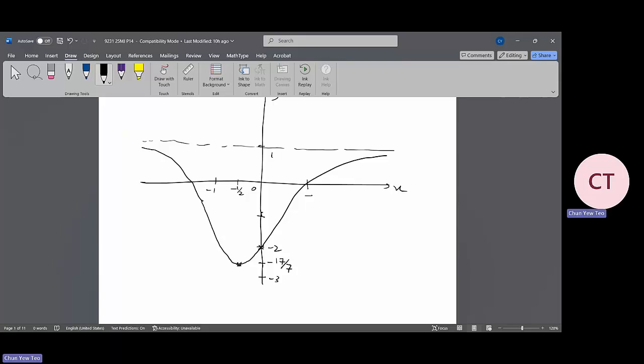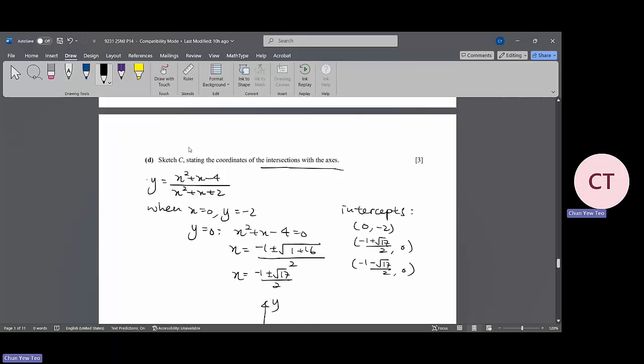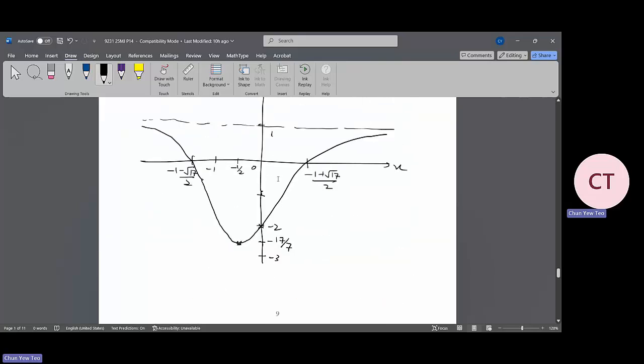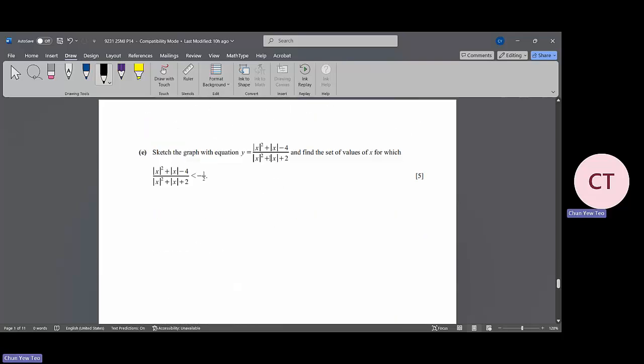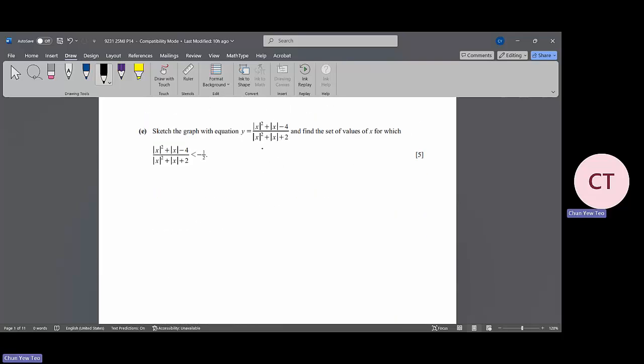This value will be negative 1 plus 17 over 2. This value over here will be negative 1 minus 17 over 2. So done. This is the graph for this rational function. Okay, so this is the answer for part D. Now we move on to part E. They want you to sketch the graph.